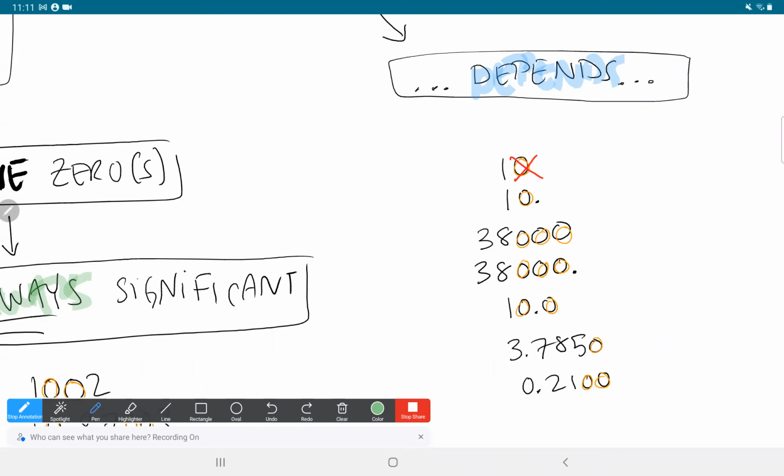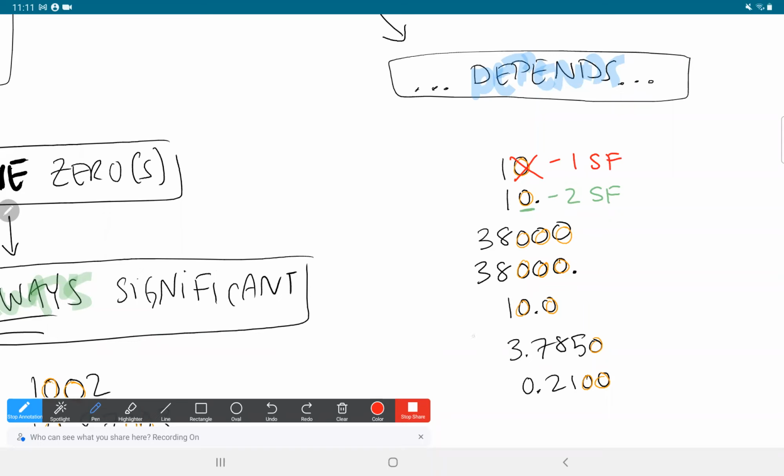The number 10 point, however, once you put that decimal place right there, now you're telling me you are absolutely certain that that is 10 exactly. It wasn't 11 rounded down. It's not 9 rounded up. It's 10 exactly. So the number 10 point actually has two significant figures. And I guess I can go back up here and say this is one significant figure.